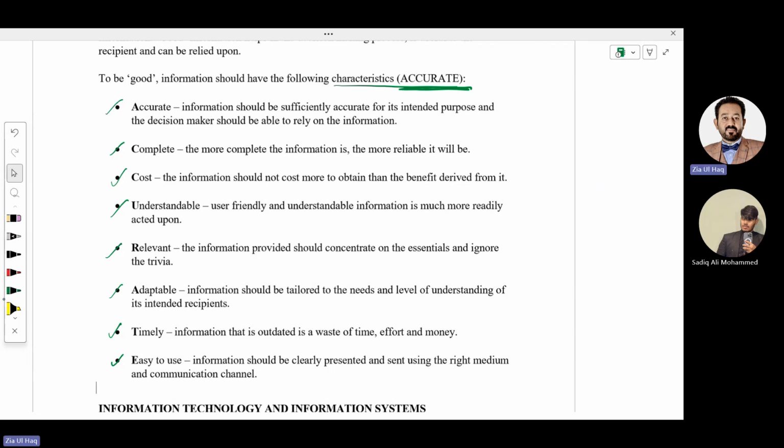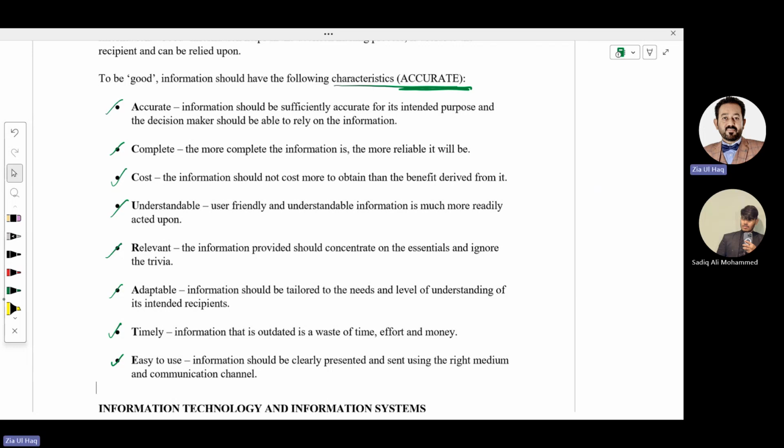Complete means the information must include all the facts and figures. If 50 students have attempted the test, a page providing results should include all 50 students' results. If there are only 45 students' results and 5 are missing, that information is not complete.